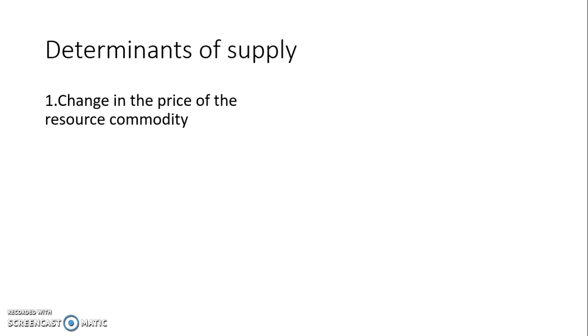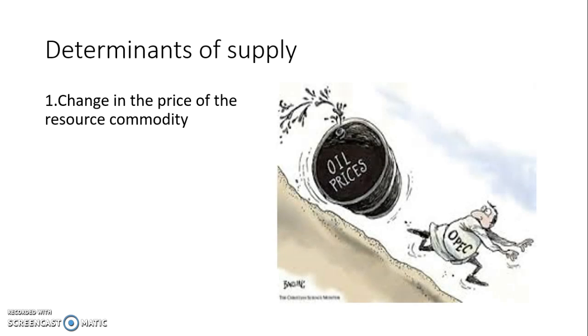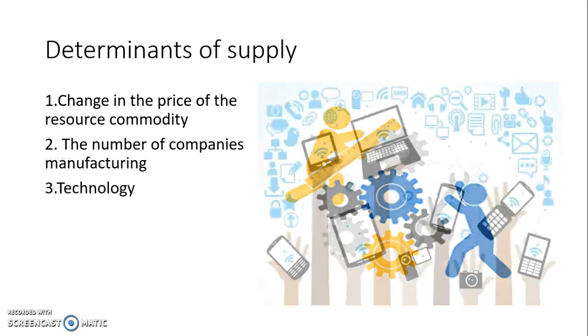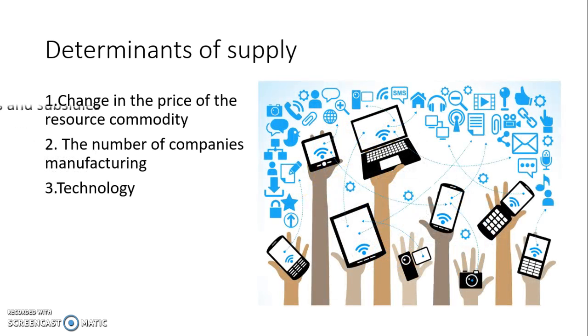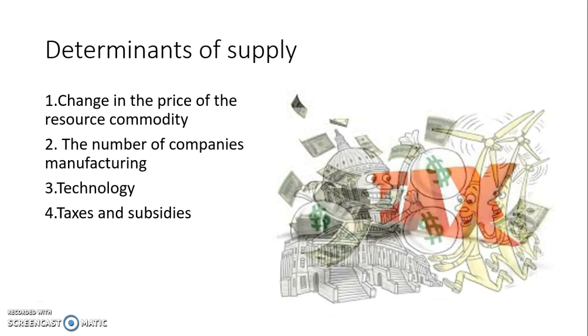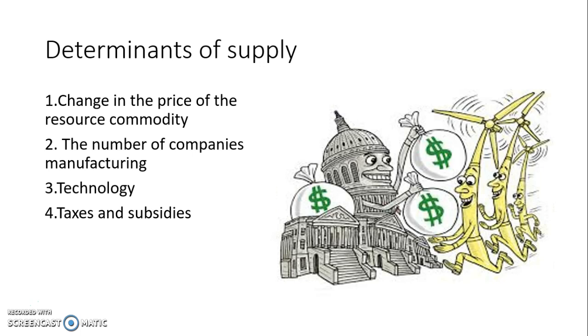Supply shifting also depends on the determinant and can either shift left or right. Determinants of supply. First, we have change in the price of the resource commodity, the number of companies manufacturing hot dogs, technology, taxes and subsidies, where taxes increase the manufacturing resources and would therefore shift the supply curve to the left. And while subsidies, which is money offered by the government, would ease the cost associated with manufacturing, shifting the supply curve to the right, as subsidy would help decrease the price to produce.